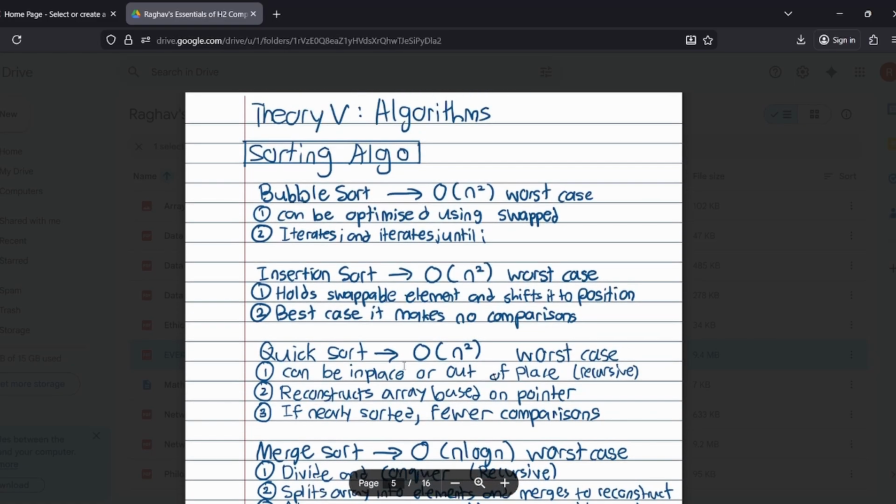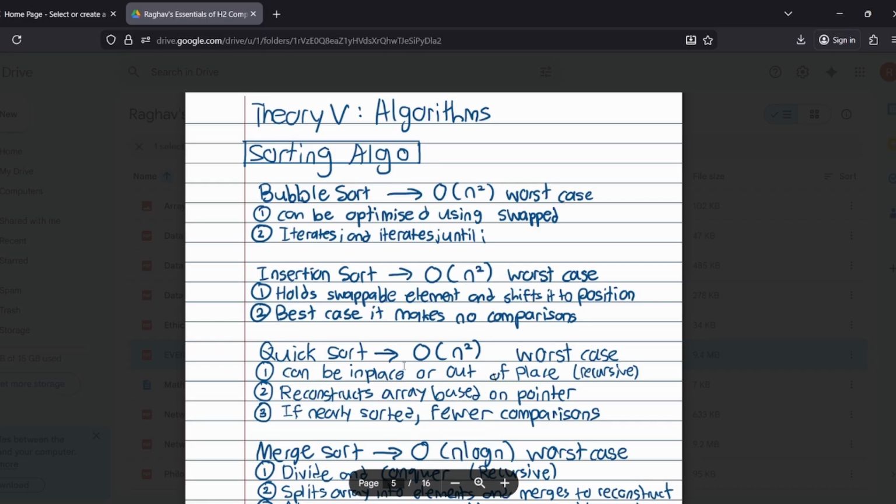So for bubble sort, again, worst case is n squared. It can be optimized using this thing called swapped, which allows you to ignore certain comparisons that you have already made. You want to go Google this? You can. You need to learn this, but it's going to be in essential algorithms and not in this file. Then you have, it iterates i and iterates j until i, so it kind of makes sense.